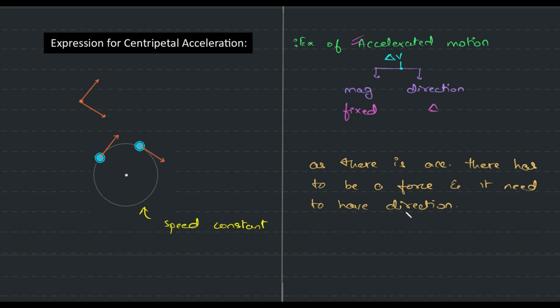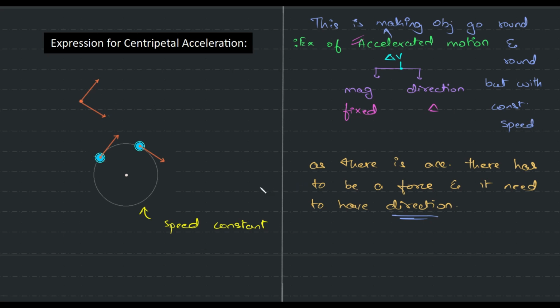Now the question is, what is this direction? Or indirectly, we are looking at the direction of this acceleration. This acceleration is making what? This acceleration is making the object go round and round, but with constant speed. Do you guys agree?